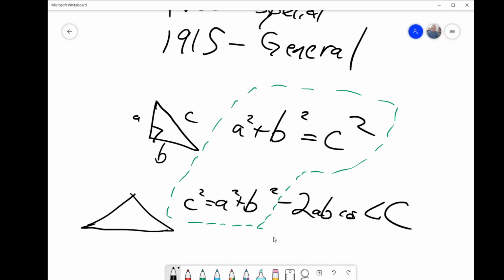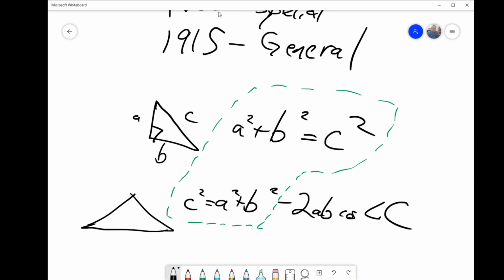Once you've got the cosine law in your toolkit, you don't technically need the Pythagorean theorem anymore, because you could use the cosine law every time and just put in 90 for the angle here, and that term goes to 0. So that is the difference between special and general cases.